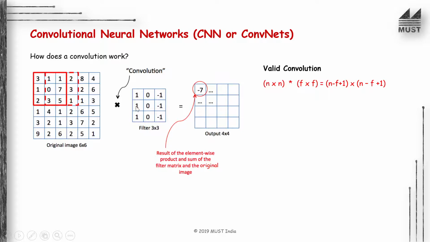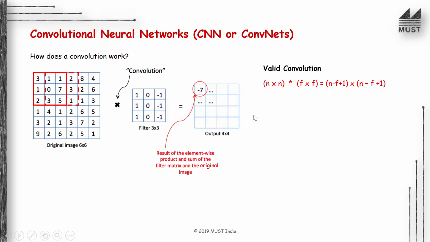Likewise, you move your filter from this particular region to different regions, and the amount by which you move can also vary. I'll come to those concepts, but let me talk about the dimension of the output matrix. If you have an n cross n image and an f cross f filter, this is the final dimension which you get: n minus f plus 1 cross n minus f plus 1. So for a 6 by 6 image and a 3 by 3 filter, your output should be 4 by 4. In such a case, this is called valid convolution.